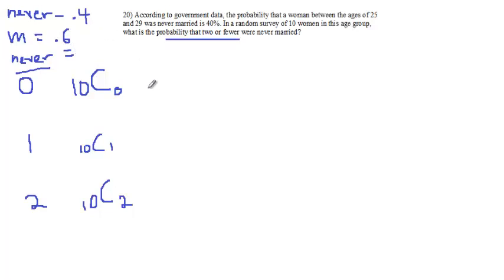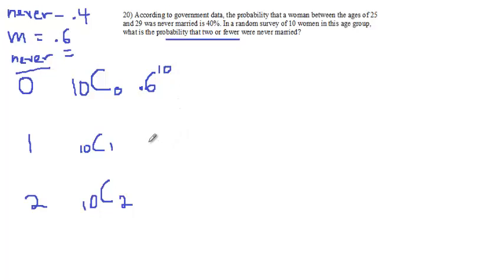So it would be the odds of each one individually, which is 0.6 times 0.6 times 0.6 times 0.6, 10 times. In other words, if you grabbed any particular 10 women, you'd have to get a non-married, non-married, non-married, 10 times. So you'd have to put that to the 10th power.